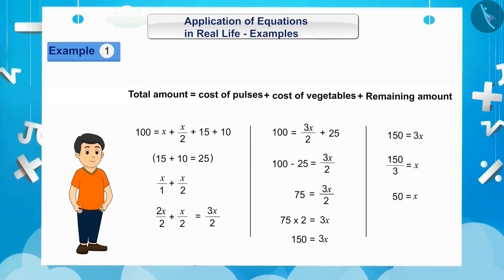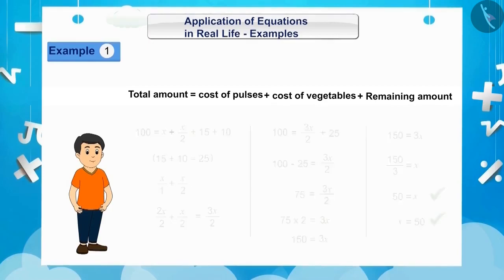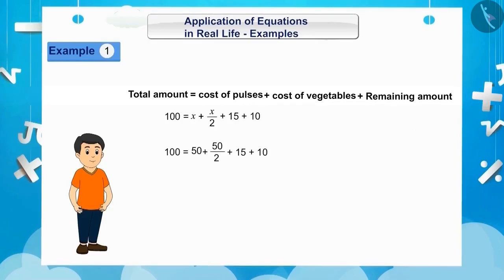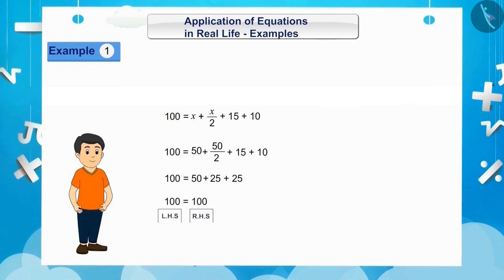Sometimes there is a misconception that numbers are only in the RHS and variables are only in the LHS. But that is not true. Instead, even after exchanging both sides, they remain equal. Just like 50 is equal to x and x is equal to 50 are the same. By placing the value x is equal to 50 in the equation, you can verify that this solution is correct. So, the expected answer would be 50, that is, the cost of pulses is 50 rupees.